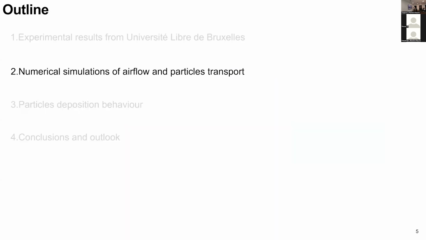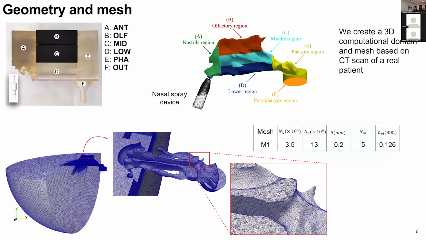Now, the numerical framework that we use for our simulation. If you were here earlier, Bear already gave us an idea, but I'll briefly mention it. From the 3D printed nasal cast that they used in the experiments, we created a 3D computational domain and a mesh, which is based on the CT scans of the real patient. So basically, what we have here is exactly the same geometry. In our computations, we are using the same patient-specific geometry. And here is the mesh, made of 13 million elements and 3.5 million nodes.